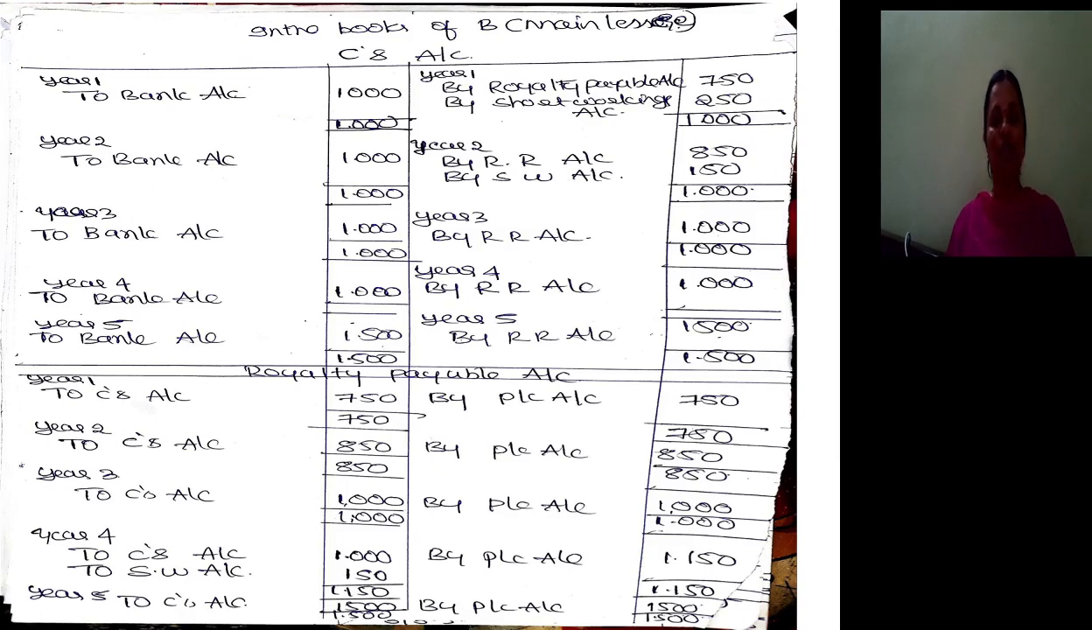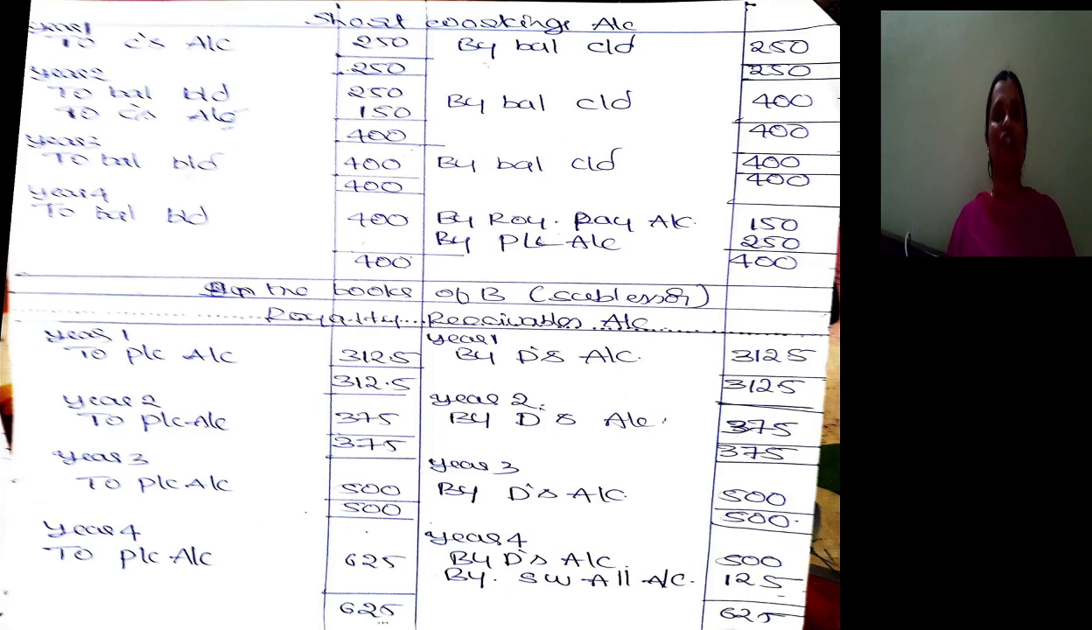Royalty payable account should be closed by transferring it to profit and loss account. As far as short working is concerned, we have an opening balance of 400 carried forward, but we recouped only 150. This is the last year for recoupment, so the unrecoverable amount, that which cannot be recouped, will be transferred to profit and loss account. Journal entry is profit and loss account debtor to short working, 250, so that short working account gets closed at the end of 4th year.